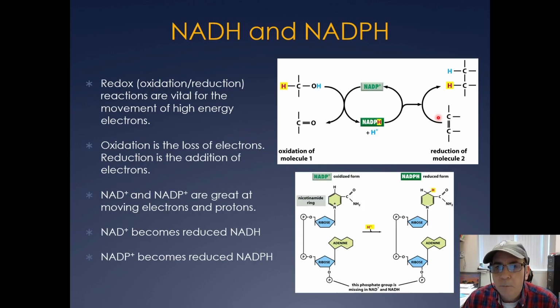Two other very important energy carriers are NAD and NADP, which form NADH and NADPH. This is what's considered an oxidation reduction reaction, or a redox reaction. These are vital for moving high energy electrons around. Redox reactions in their simplest form: oxidation is the loss of electrons, whereas reduction is the addition of electrons. If you can follow the electrons, you can pretty much follow what's being oxidized and what's being reduced.